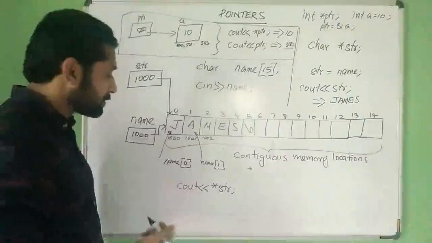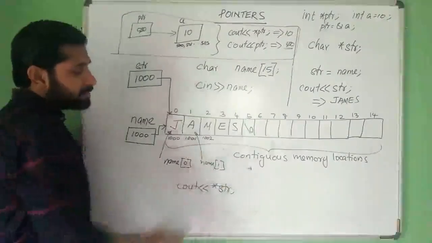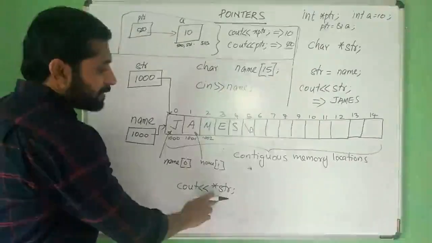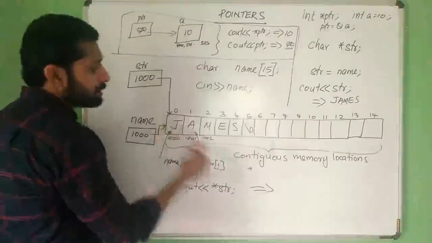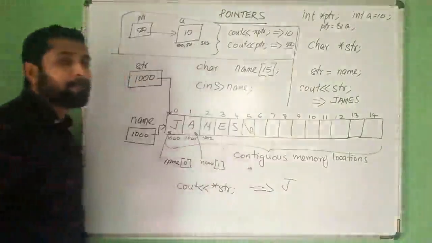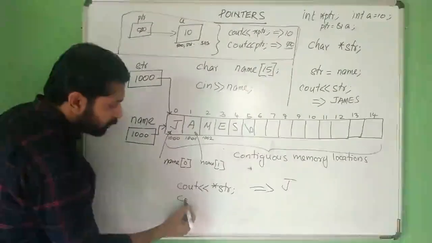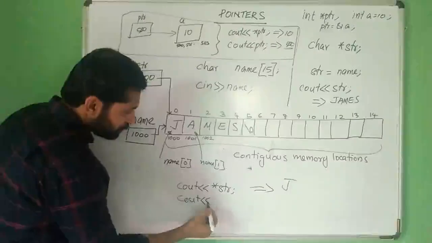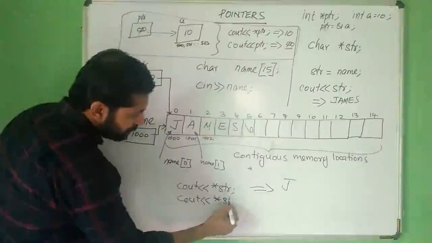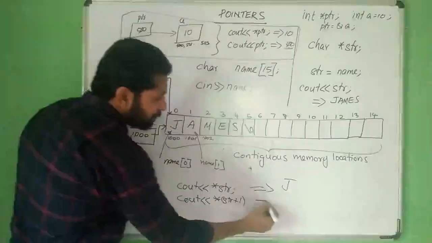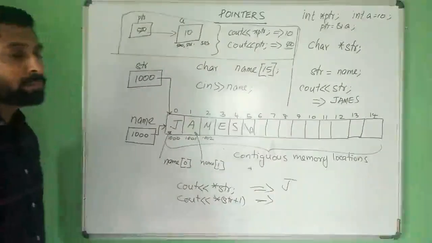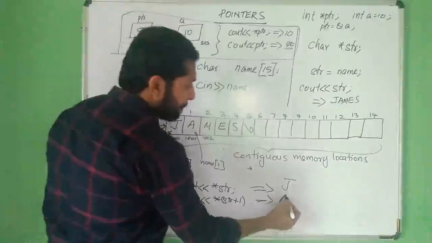The operation is different. Cout star str gives you the value at str, the value at 1000. It will give you J. Cout star str plus 1 will give you A.